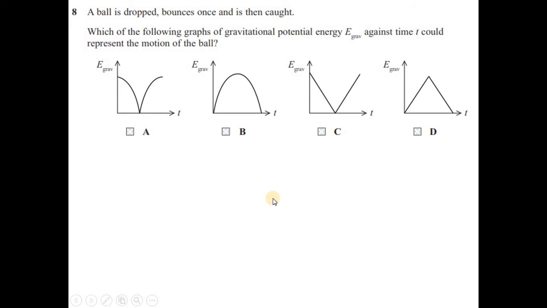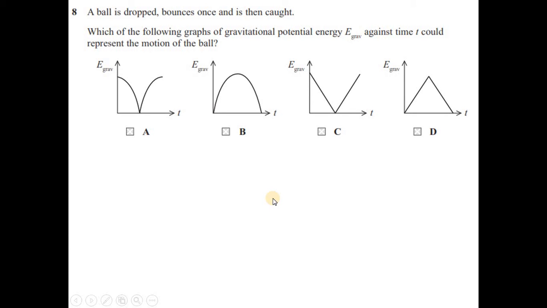Question number 8. A ball is dropped, bounces once and is then caught. Which of the following graphs of gravitational potential energy against time could represent the motion of the ball?